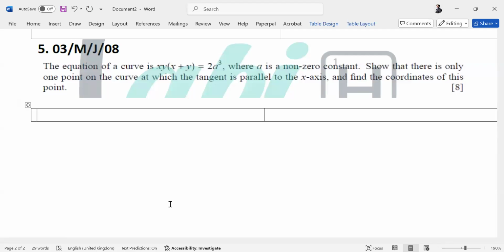The equation of a curve is xy(x plus y) equals 2a cube, where a is a non-zero constant. It is not a variable. It is not a function of x or anything. It is just a constant. The two variables are y and x. So that there is only one point on the curve at which the tangent is parallel to the x-axis. What does that mean? Tangent parallel to x-axis, what can we imply from this statement? How will it look when it is parallel to x-axis?